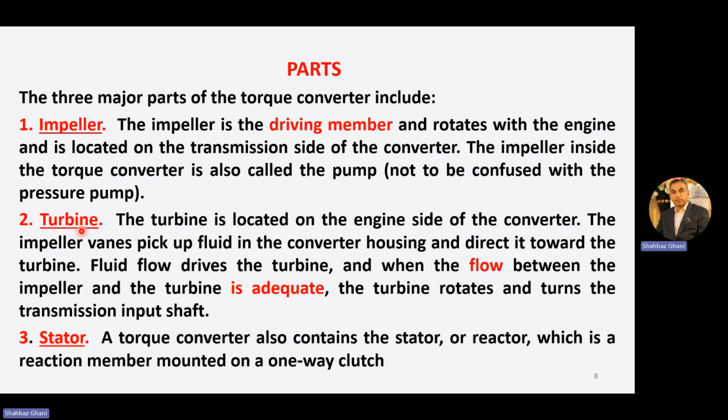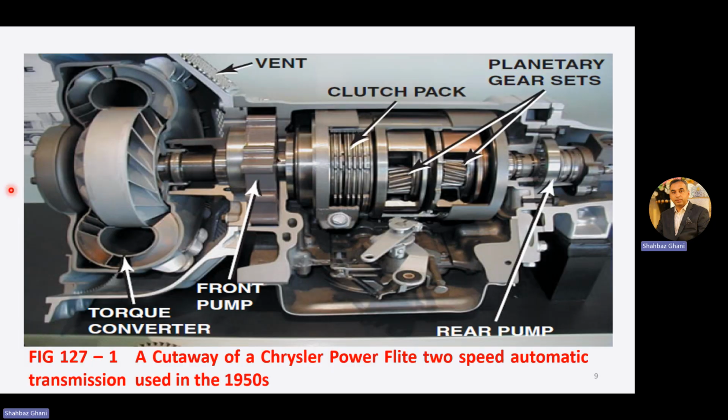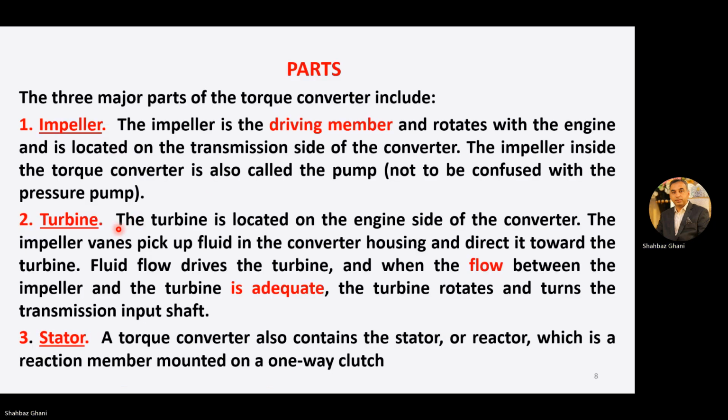The second major part of the torque converter is the turbine. The turbine is located on the engine side of the converter. So if this is your engine, this is the turbine on the engine side. The impeller vanes pick up fluid in the converter housing and direct it towards the turbine. Fluid flow drives the turbine.